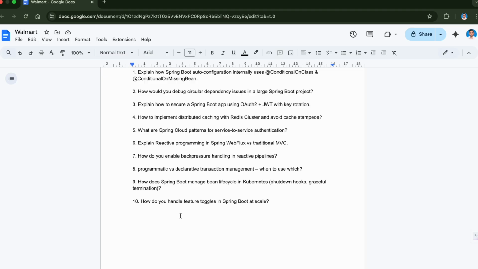Question number 8, programmatic versus declarative transaction management, when to use which? And the second last question from Spring Boot is, how does Spring Boot manage bean lifecycle in Kubernetes? And the last question is, how do you handle feature toggles in Spring Boot at scale?